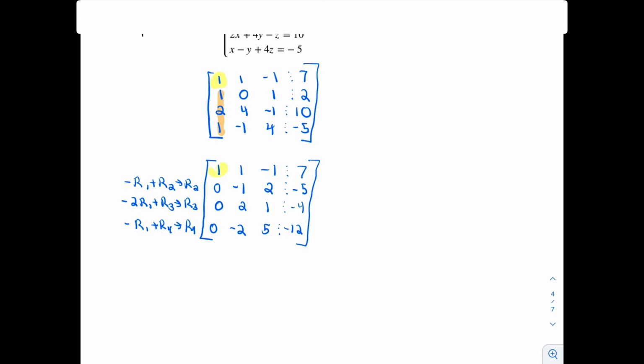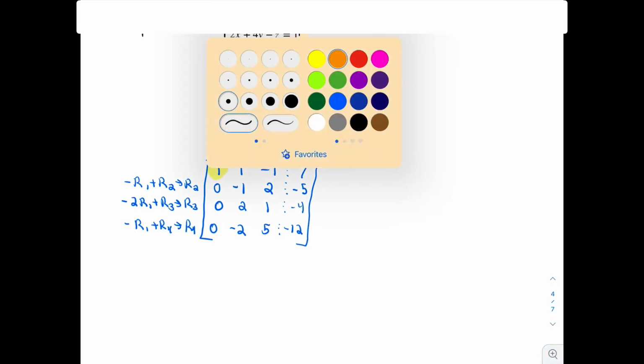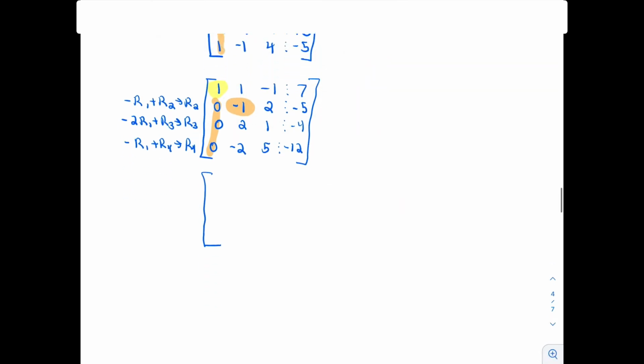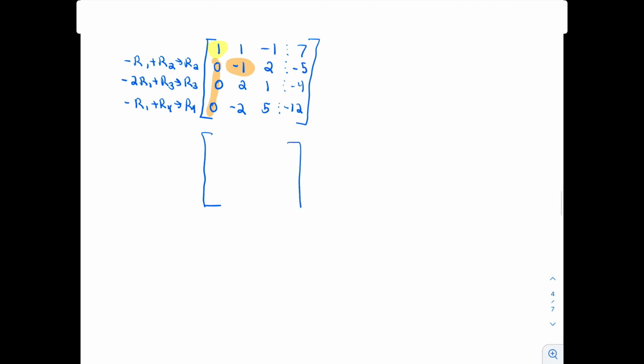So my first column is complete. I have my leading 1, followed by all zeros in the entries below it in that column. So step 2 is to get a leading 1 in my second row, second entry. The easiest way to get a leading 1 in this spot is to simply multiply my row 2 by a negative 1.